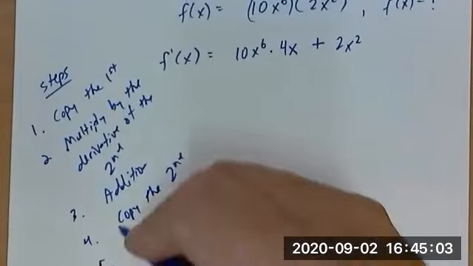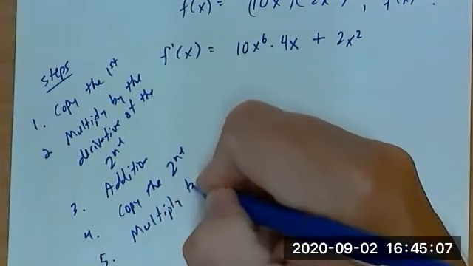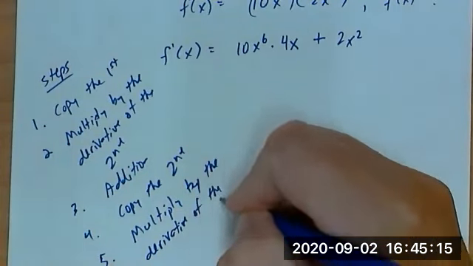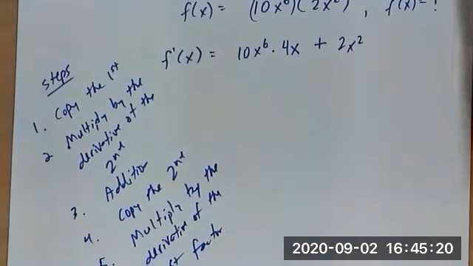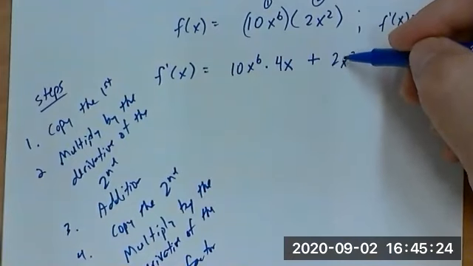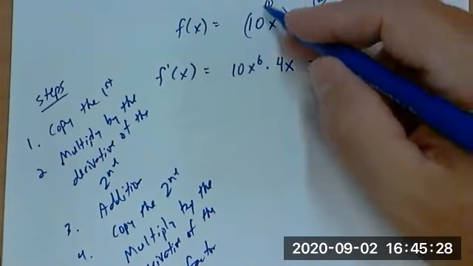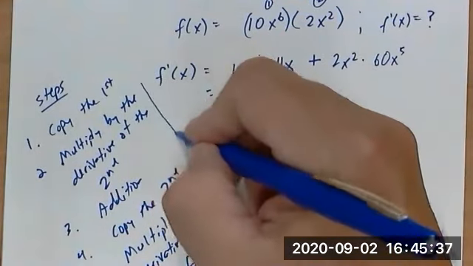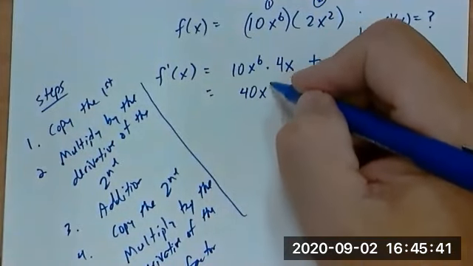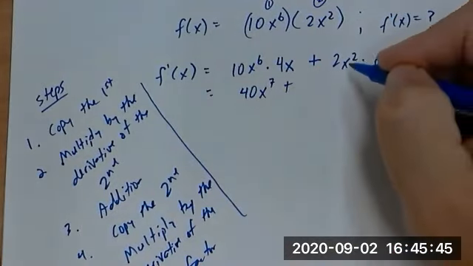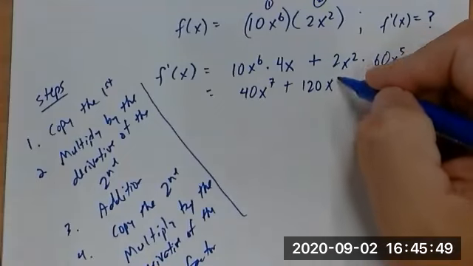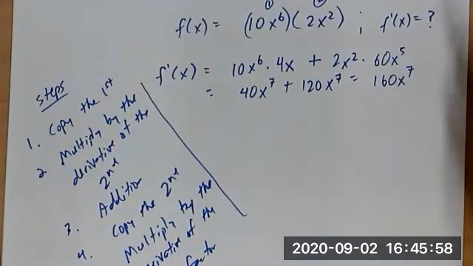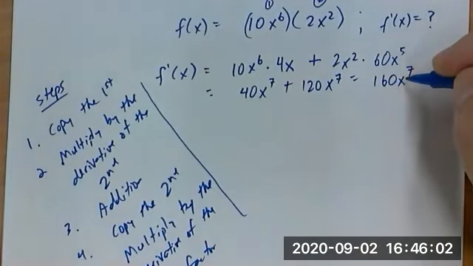And then you multiply by the derivative of the first factor. So here's the second one. Derivative of 10x to the sixth is 60x to the fifth. So if I try and simplify this, 40x to the seventh plus 120x to the seventh, and actually these are like terms. So the derivative is, hopefully if I didn't make a mistake, 160x to the seventh.